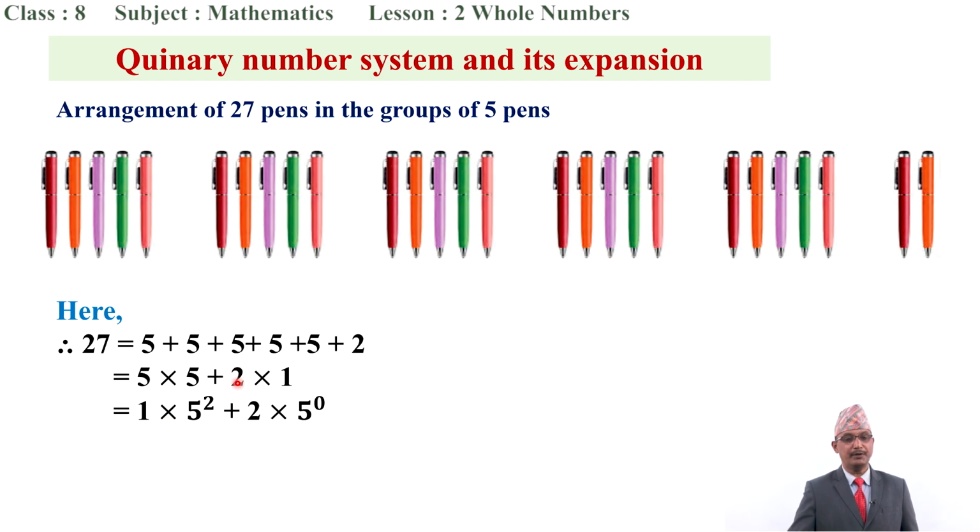also 25. 2 as above, and 5 to the power 0 is 1, because we know that anything to the power 0 equals 1, except 0, because 0 to the power 0 is not 1. So it can be written like this.